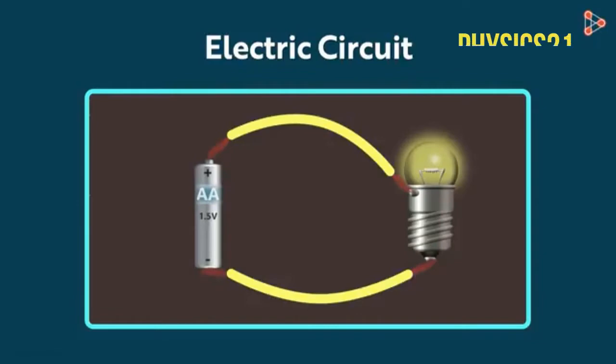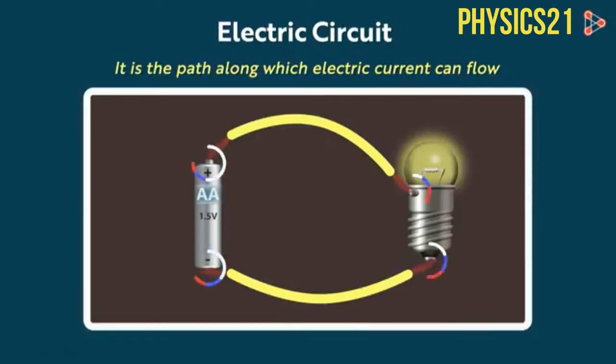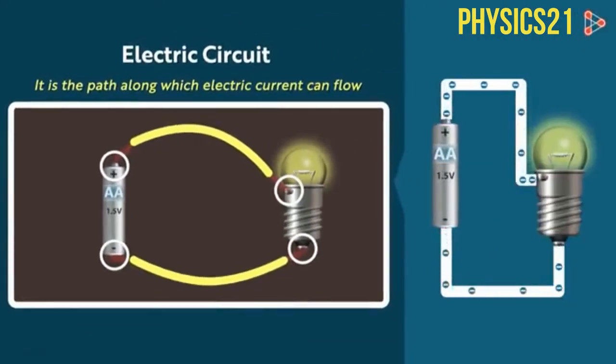Circuit. In simple words, it is the path along which an electric current can flow. You can see here that a closed loop is formed. All the terminals of the electric cell and the bulb are occupied. So here the electric current is flowing along a closed path. We say that the electric circuit is complete.